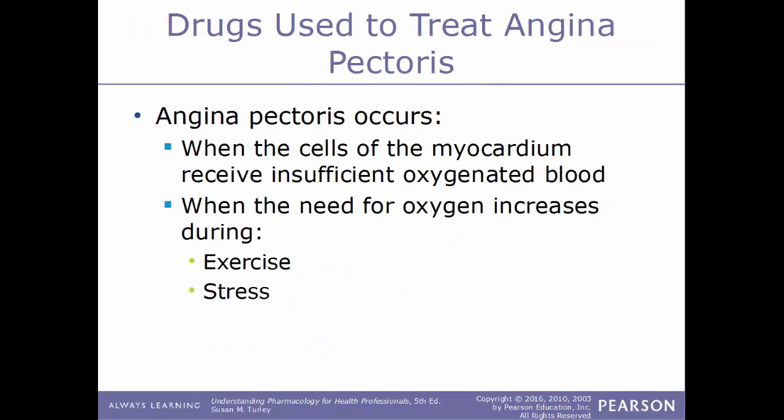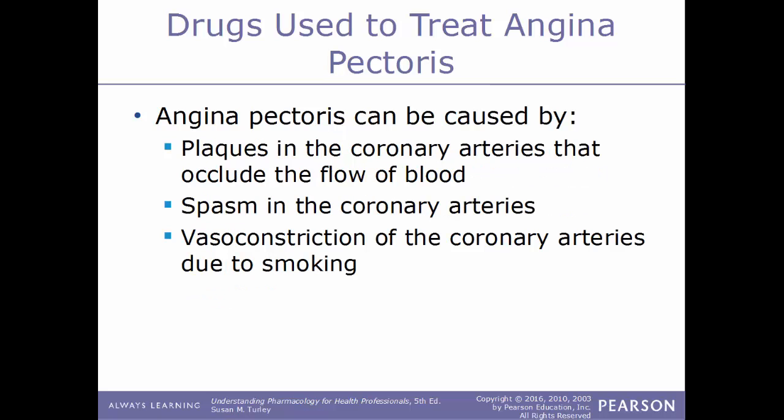All right, now I'll talk about drugs that will treat angina pectoris. Angina pectoris occurs when the cells of the myocardium receive insufficient levels of oxygenated blood. This occurs when the need for oxygen increases, such as during times of exercise and times of stress. This can be caused by plaques within the coronary arteries that will occlude the flow of blood, or can be caused by spasms within the coronary arteries, or by vasoconstriction of the coronary arteries due to smoking.